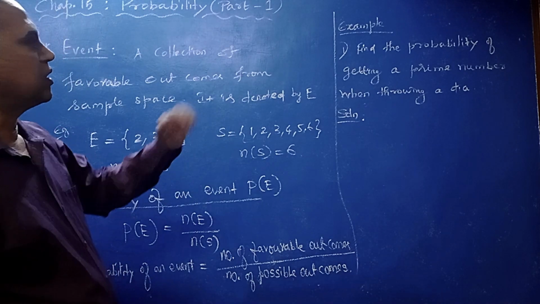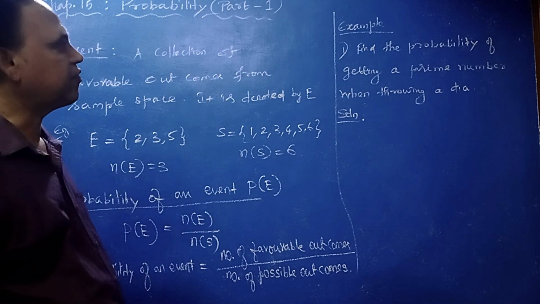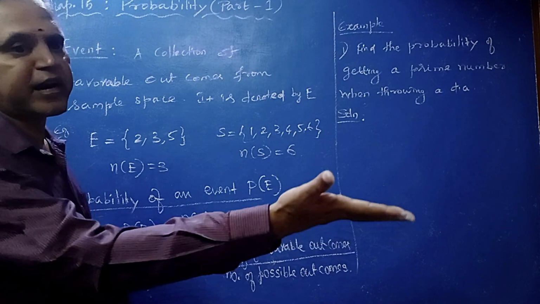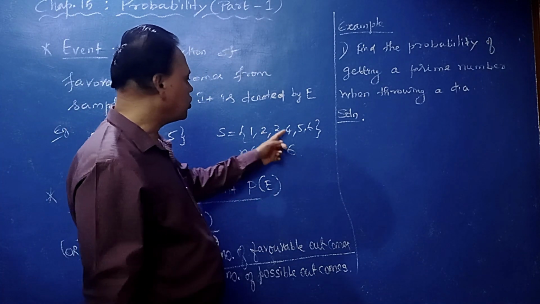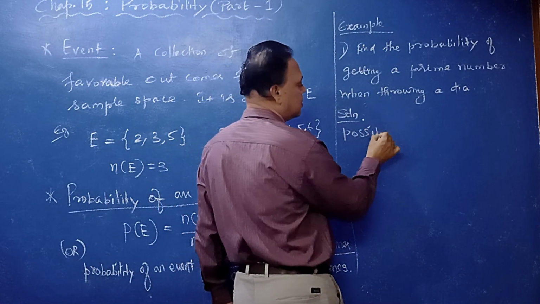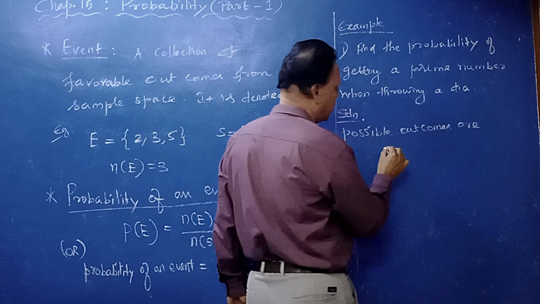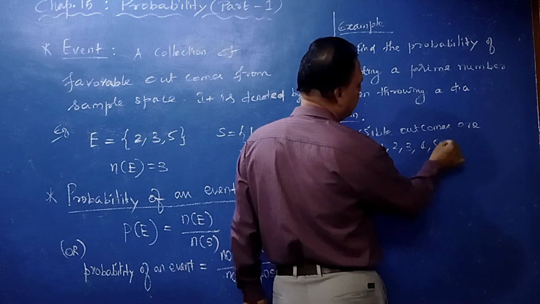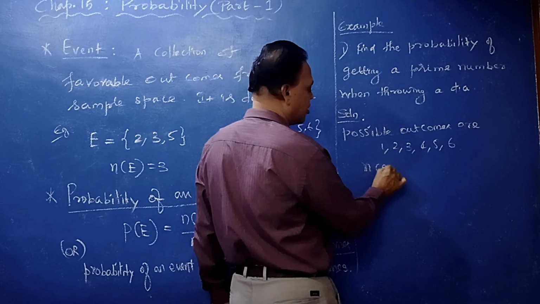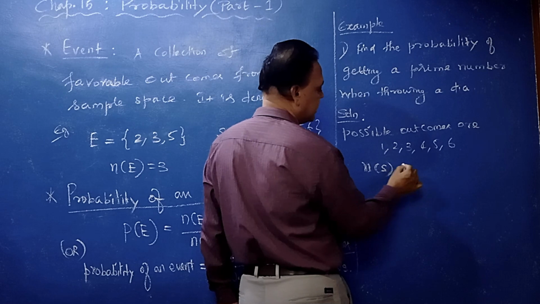Okay, now we will see some examples. Using this concept, we are going to do the problems. Find the probability of getting a prime number when throwing a die. So when you throw a die, the possible outcomes are 1, 2, 3, 4, 5, 6. First you have to write possible outcomes are 1, 2, 3, 4, 5, 6. That is what? Number of possible outcomes, which you can denote as n of S. S means possible outcomes, n of S is equal to 6.